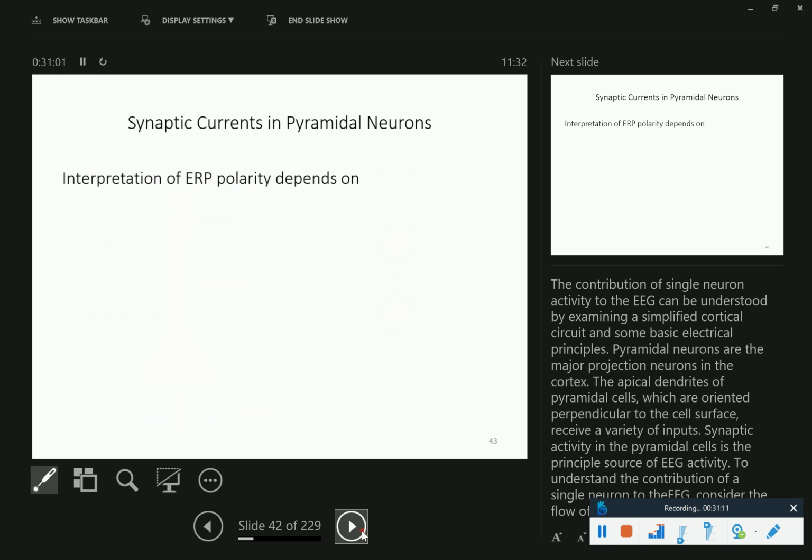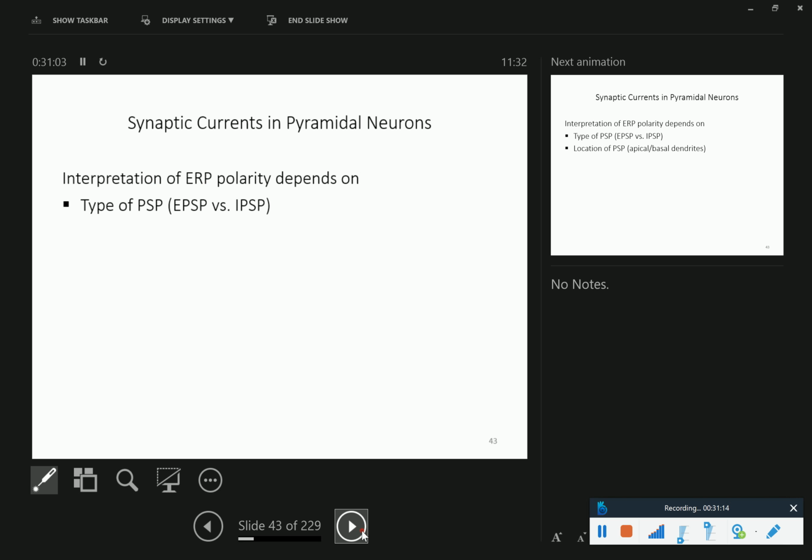The whole thing is not that simple that you can say, okay, I see a deflection in the EEG like this, that means now these neurons have to be active. And this is what the next slide and the figure from Kandel I want to show. So you should not read into ERP polarity.